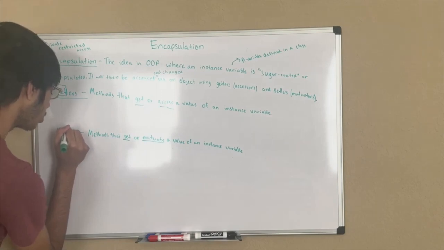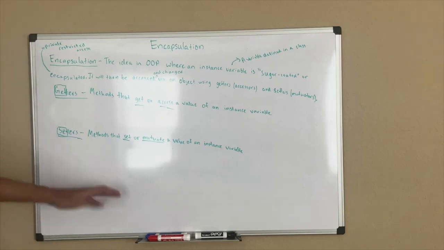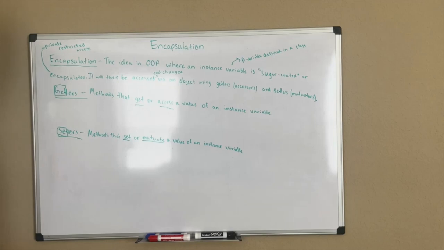Those are our definitions. Pretty much covered. Getters get or access a value of an instance variable. Setters set or mutate a value of an instance variable. By the way, mutate just means to change. So it really just changes the value of an instance variable, or get just retrieves it. There's a bunch of synonyms for get. You kind of get the gist.